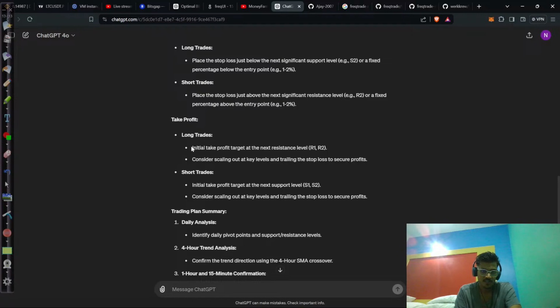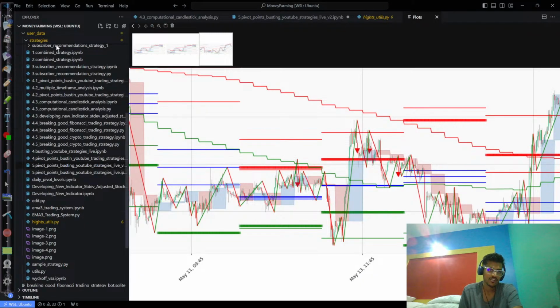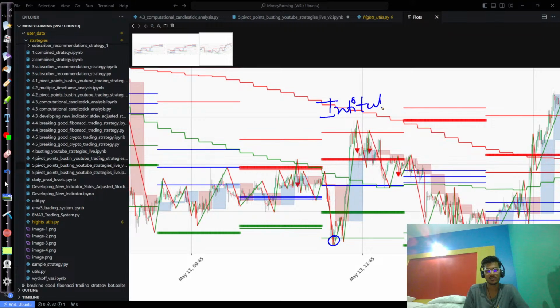So for long trades, the initial take profit target is the next resistance level, R1, R2, and for short trades, your initial profit is this one. Why I'm doing this now is because this is what institutional traders, this big banking system, use.